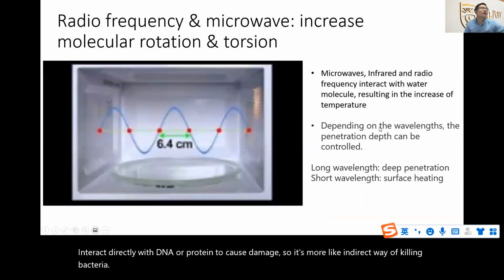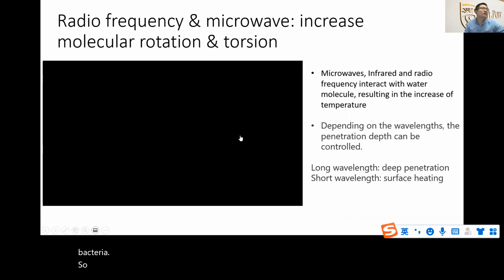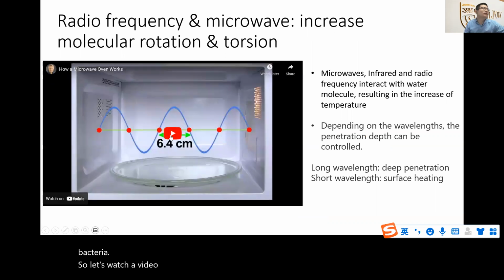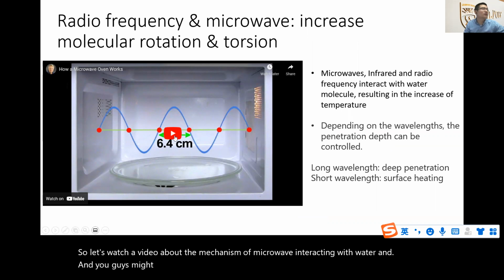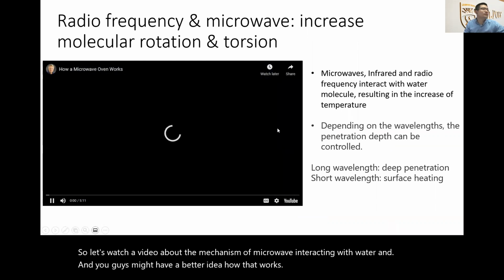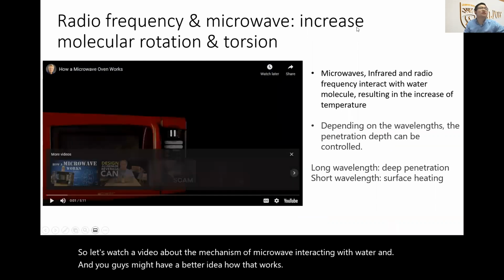So let's watch a video about the mechanism of microwave interacting with water, and you might have a better idea how that works. Share the sound.